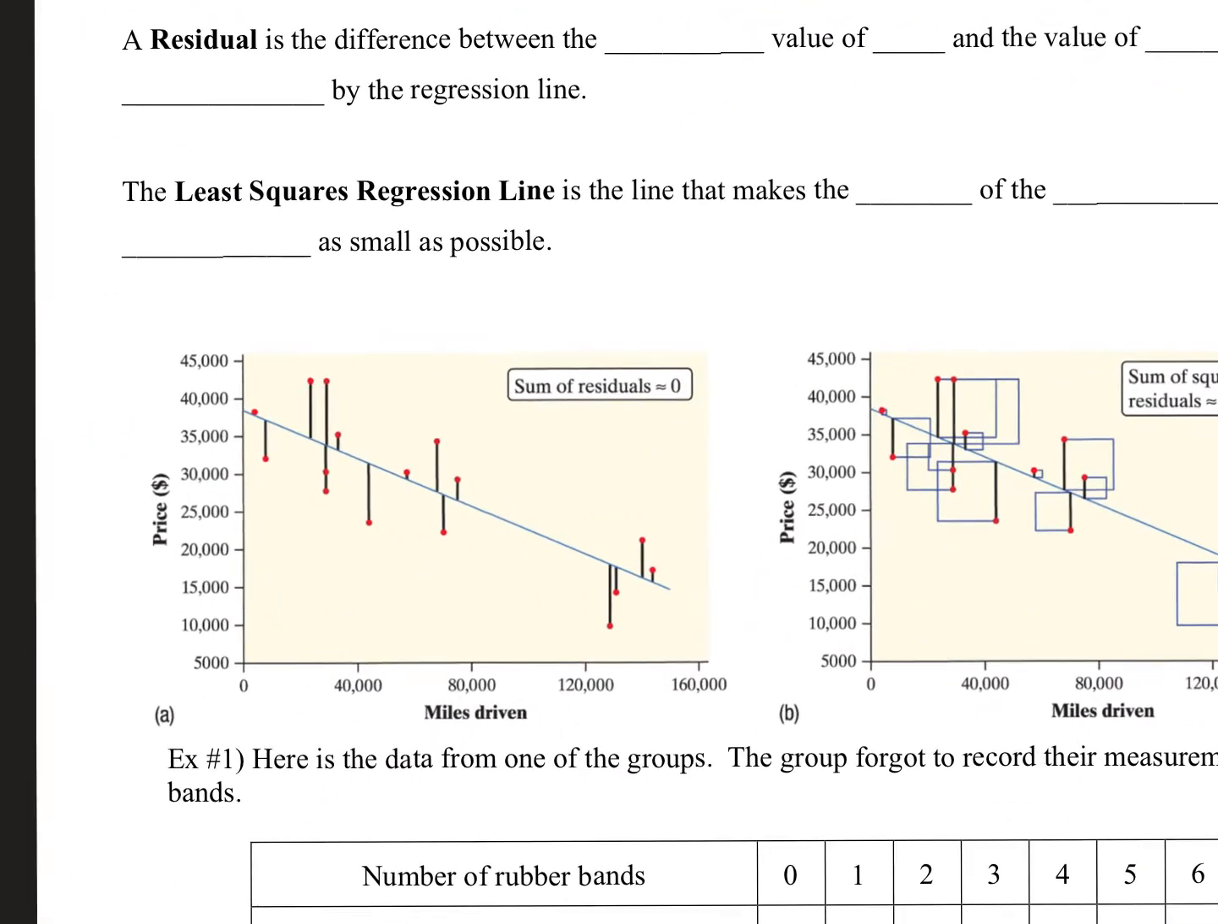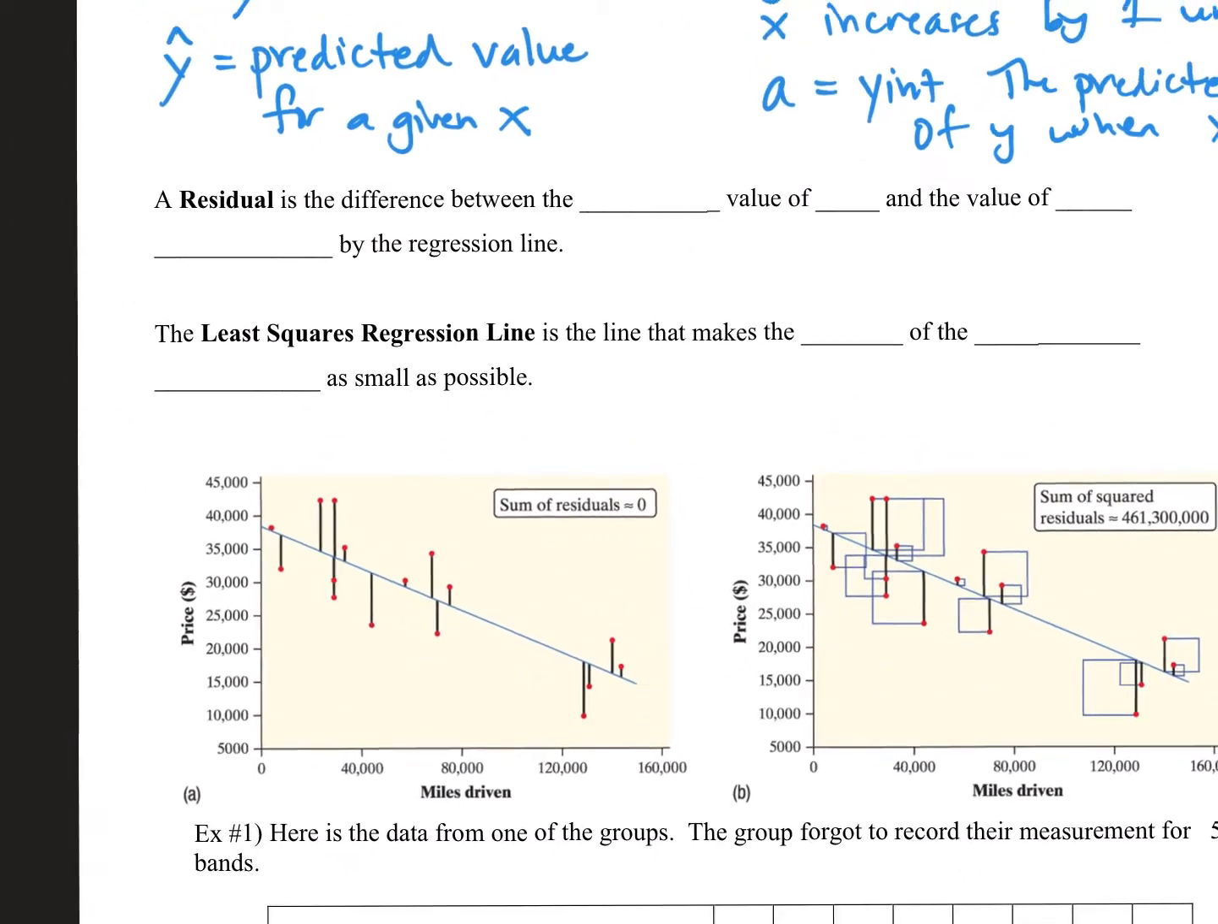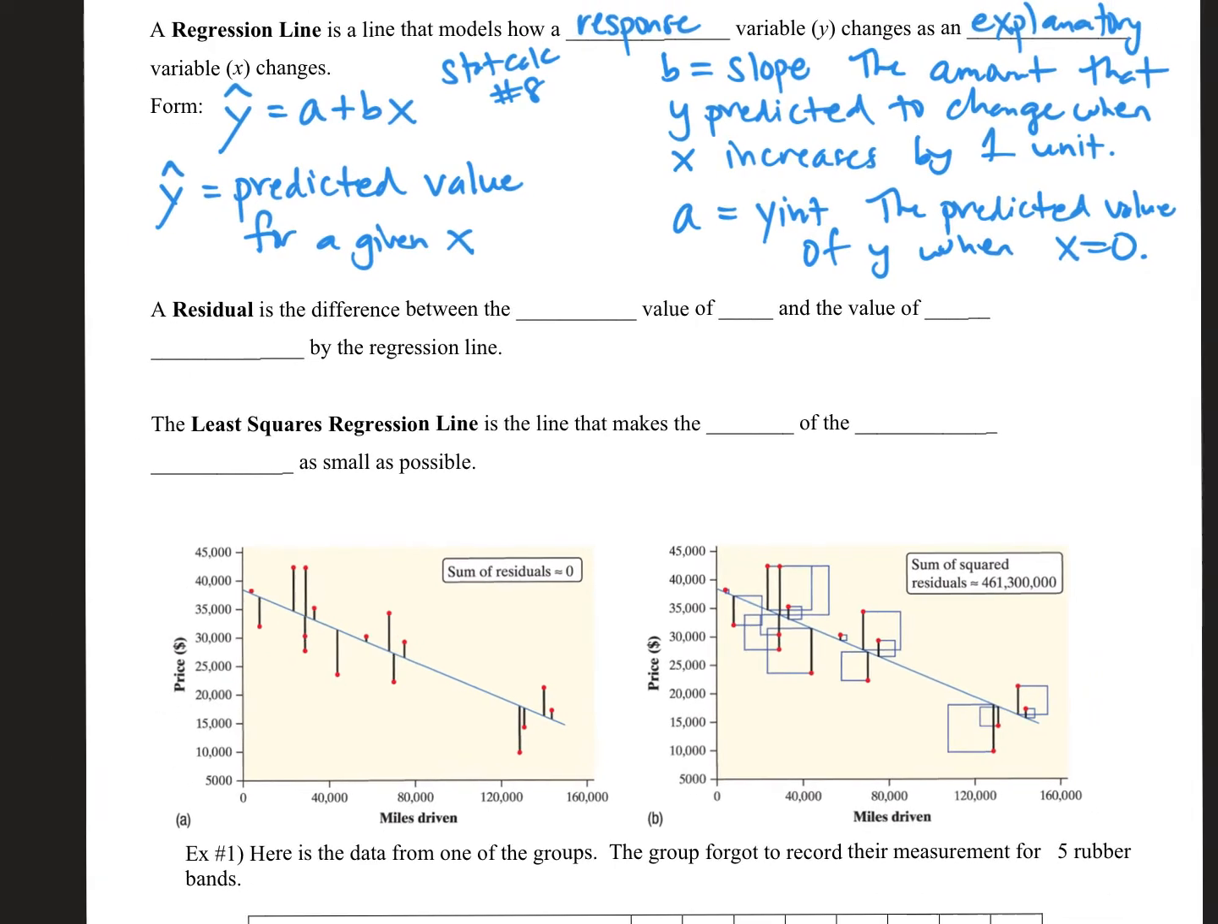Now we're going to talk about what a residual is, because the thing is we know how to find this line, a best fit. Our calculator does it, but what does the calculator do? Like how do you find this best line? It's found by doing residuals. And so a residual is the difference between the actual value of y and the value of y predicted by the regression line, which is y hat equals a plus bx.